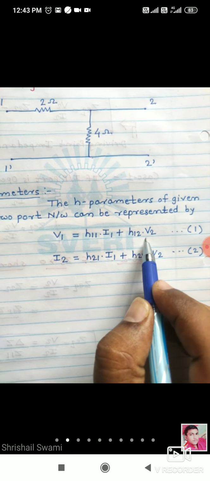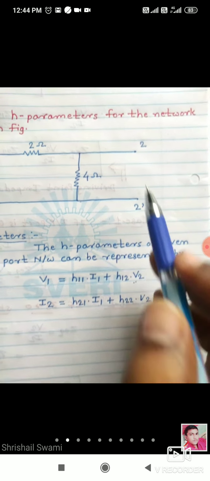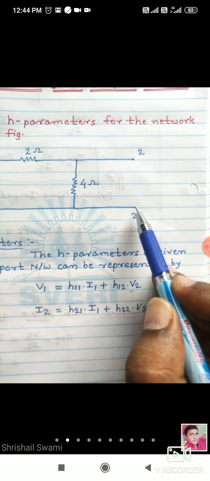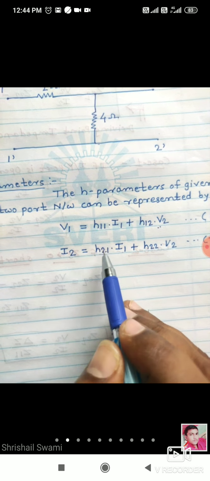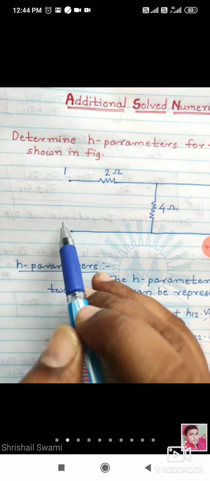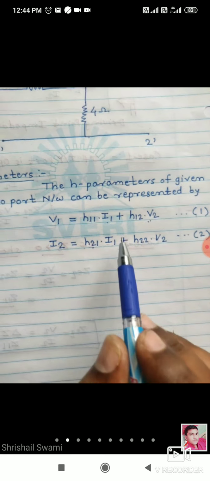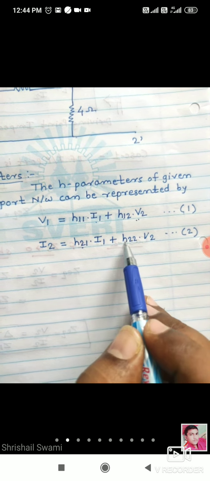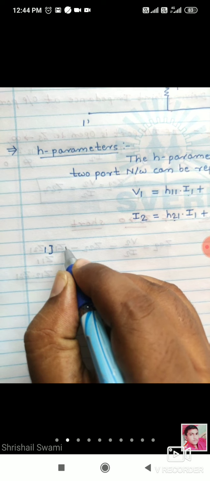Now, first of all, what will be the condition? V2 equal to 0 and the second condition is I1 equal to 0. V2 equal to 0 is related to the second port, so the second port you have to make short. When V2 equal to 0 you will get two parameters, H11 and H21. Next, I1 equal to 0 means the first port you have to make open. When I1 equal to 0, you will get the remaining two parameters, H12 and H22. That we already know.